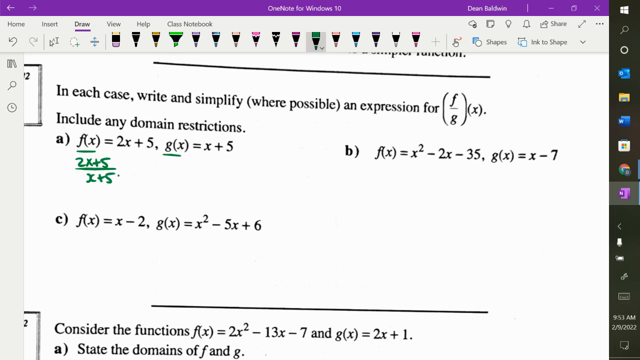Okay. What's the domain restriction? X cannot equal negative 5. So your domain is x cannot equal negative 5. If you want, you can write x is an element of the real numbers, because that means it can be any number other than negative 5. But if you don't write that, it doesn't matter to me, as long as you put x cannot equal negative 5. That's the key part here.